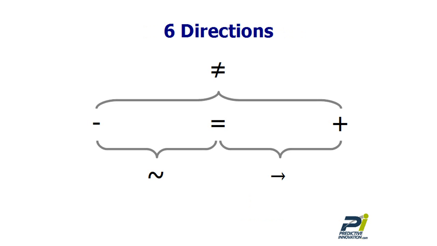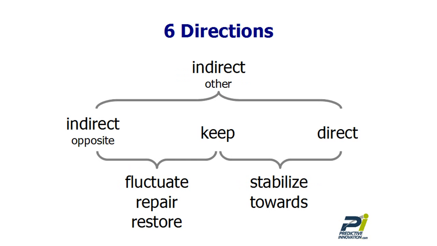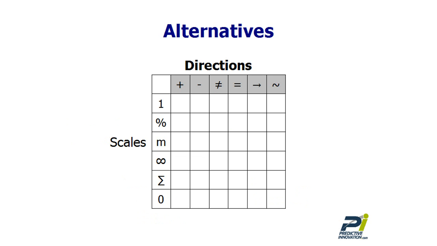Putting all of these together, we have the 6 directions of the alternatives grid. These apply to anything. They describe types of ways things can be the same or different. When describing nouns, we use these types of descriptions: same, more, less, different type, change, or close. Some other ways to think of the 6 directions are keep, direct, indirect, opposite, other, fluctuate, repair, restore, stabilize, or towards. These tend to be better for describing verbs or actions. Those are the 6 directions of the alternatives grid.